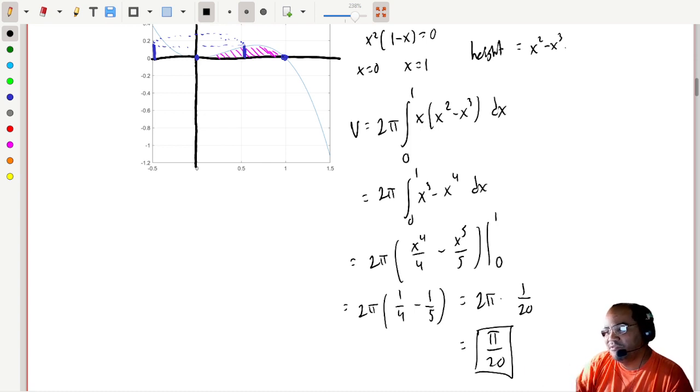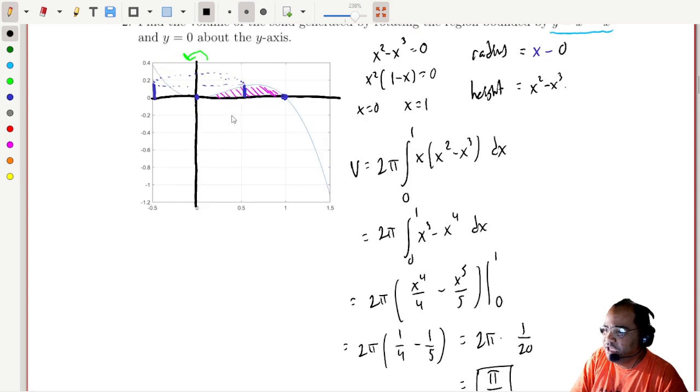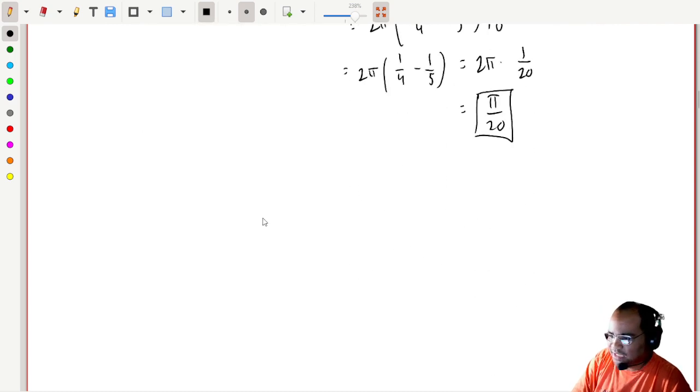So you see, this is just another way of doing this volume thing. Again, if we use disks here, it would be a little annoying. We have two integrals to compute, and of course, this function here doesn't admit a nice inverse. If I were to chop this perpendicular to the axis of rotation, well, this guy doesn't have an inverse, so I'm going to have to worry about some domain restrictions here. Using shells helps me avoid all that. Let's keep moving.